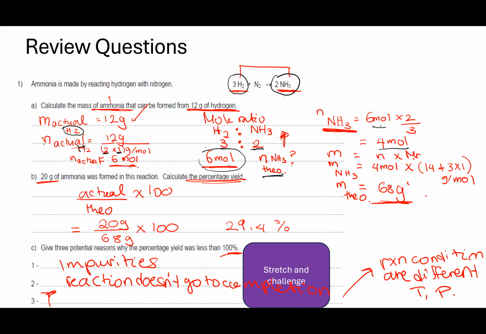Now you found your theoretical moles. You want to get your theoretical mass of ammonia. So the theoretical mass is n times Mr. n is 4 moles multiplied by the Mr of NH3, so 14 for nitrogen and 1 for hydrogen, but you have to multiply by 3 because you have NH3. So then you get your answer as 68 grams.